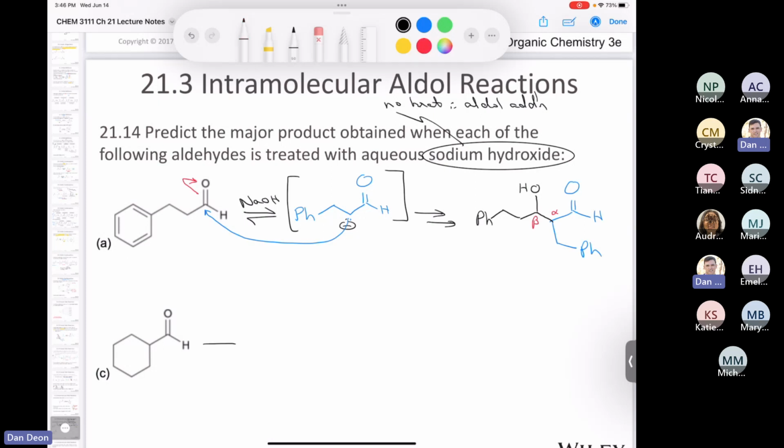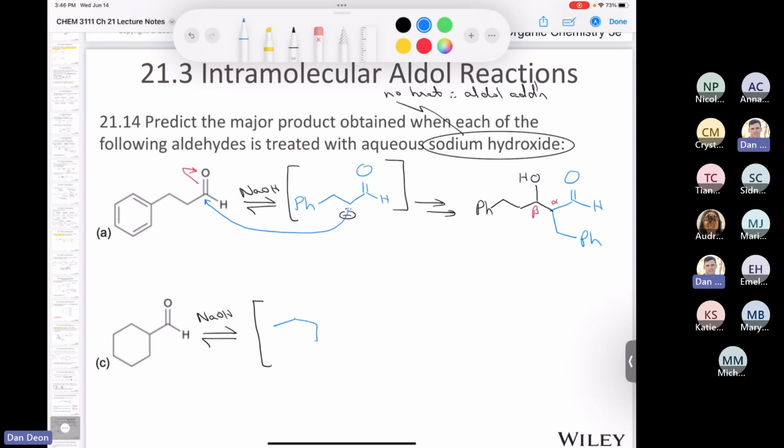Let's try this again. If we take this compound, so this is cyclohexane carbaldehyde, we treat it with sodium hydroxide. I'll use color coding again. So we're going to form this enolate. It's only got 1 alpha proton. And now it is going to act as a nucleophile. It's going to attack this compound. After the nucleophilic attack, we have a proton transfer. I'm not going to draw the entire mechanism, but this is what we're going to have. We're going to have our 6-membered ring like this. We're going to have our carbonyl over here.